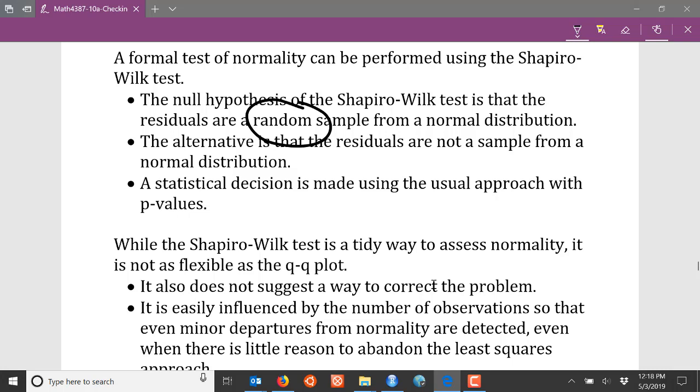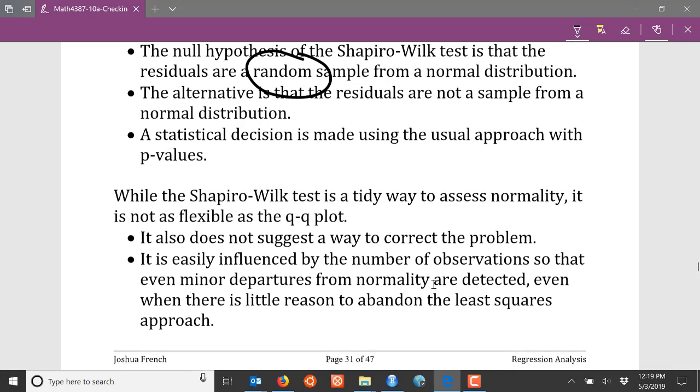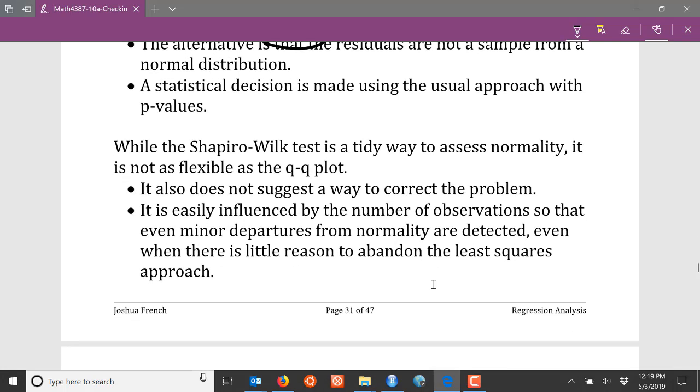However, if you did want to use this approach, then you can use R to perform this test pretty easily. It will provide a p-value from which you can make your decision. And while the Shapiro-Wilk is a tidy way to assess normality, it gives you a clear-cut yes or no answer for the most part, it's not nearly as flexible as a QQ plot. So it doesn't, for example, suggest a way to correct the problem. So a Shapiro-Wilk test might say, yeah, there is a problem with the normality assumption, but it doesn't tell you, do we have light tail data, do we have heavy tail data, do we have skewed data?